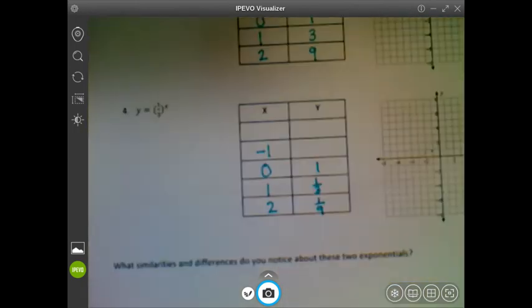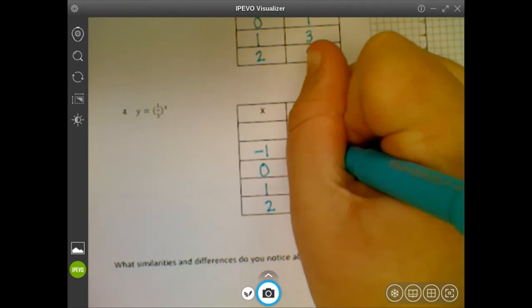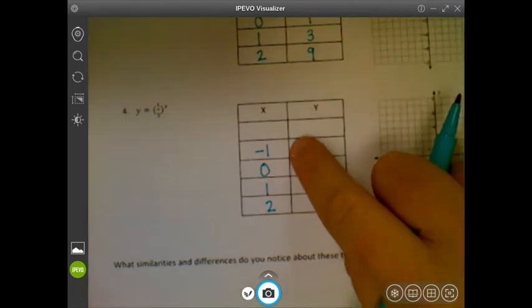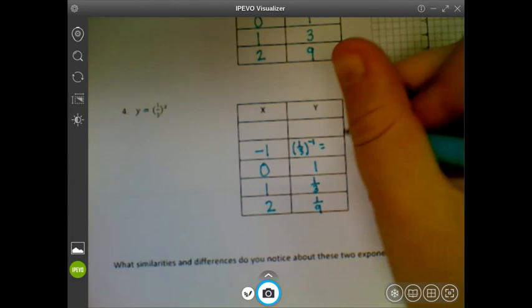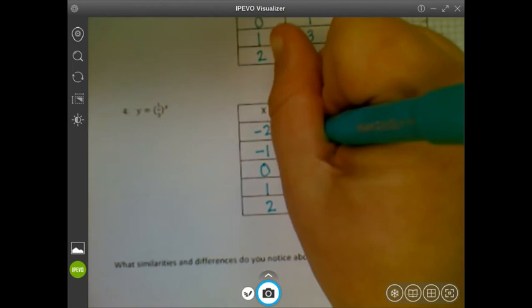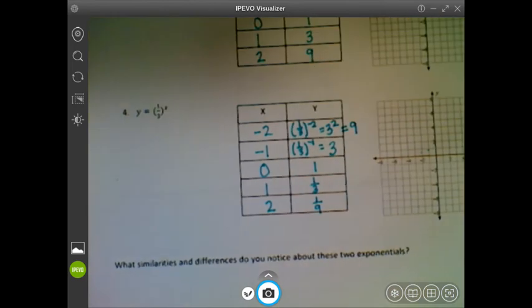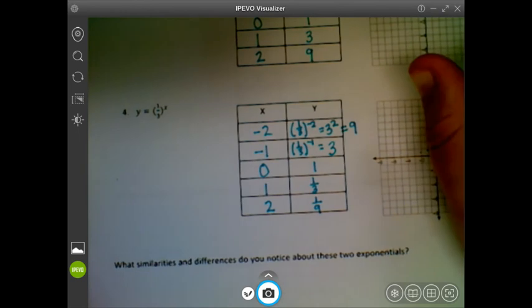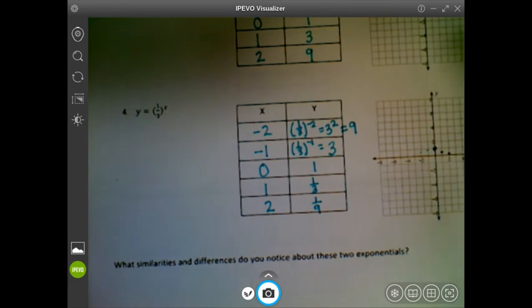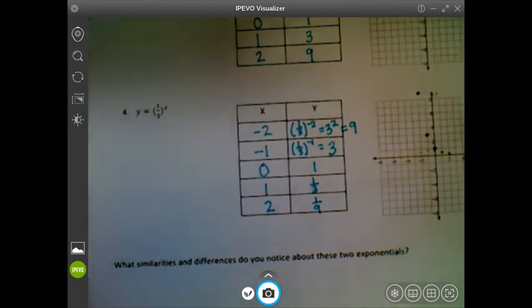When you go into the negatives, you're going to flip your fraction around. So 1/3 to the negative first power is going to turn into, instead of being a fraction, a whole number, 3 to the first power, so just 3. And when you raise it to the negative second power, it's going to turn into 3 to the second power, which is equal to 9. So 0, 1, 1 and a third, 2 and a ninth, negative 1 and 3, and then negative 2 and 9. And that one's off the graph as well.